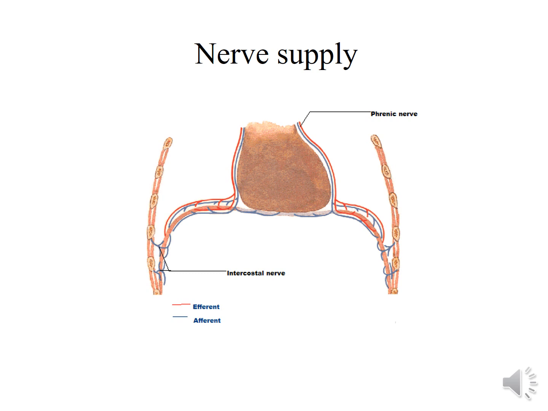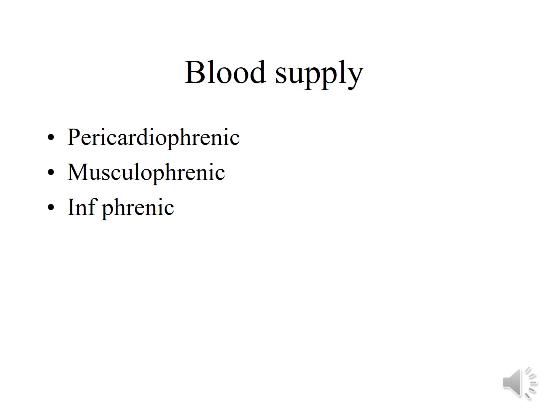So motor supply is by the phrenic nerve, and the sensory supply to the central part of the diaphragm is also from phrenic, whereas the peripheral part is supplied by the somatic nerves, that is the lower intercostal nerves. Blood supply is by the pericardiophrenic artery, musculophrenic artery and the inferior phrenic artery. The first two are branches of internal thoracic, and inferior phrenic is a branch of aorta.